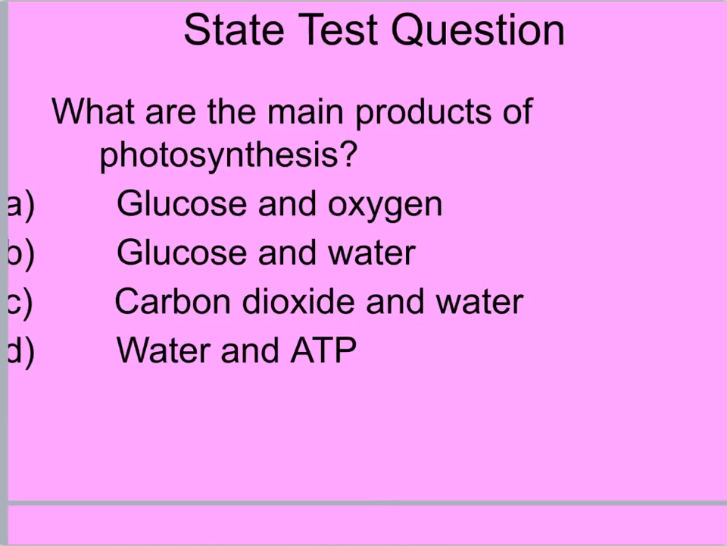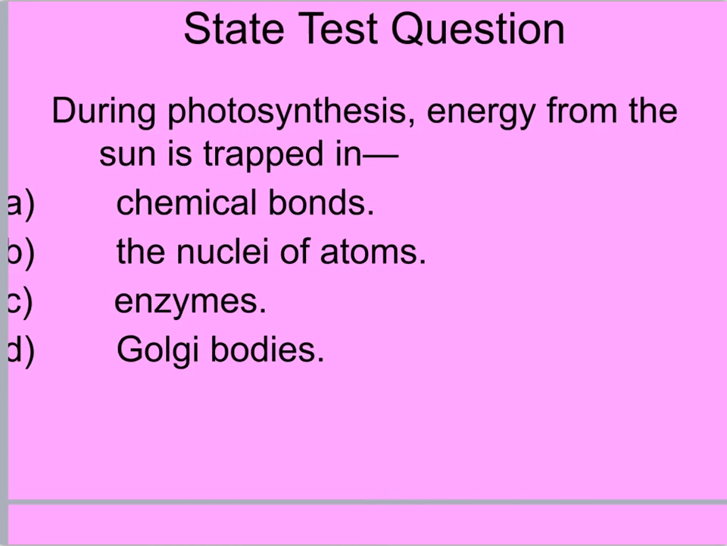What are the main products of photosynthesis? So what is produced at the end of photosynthesis? Well, hopefully you know it produces glucose and oxygen by now. So glucose will be made in the dark reaction, oxygen would be made in the light reaction. It's very important for you to know reactants and products of both phases of photosynthesis in general, but also of both phases. During photosynthesis, energy from the sun is trapped in, hopefully you recall, the chemical bonds.